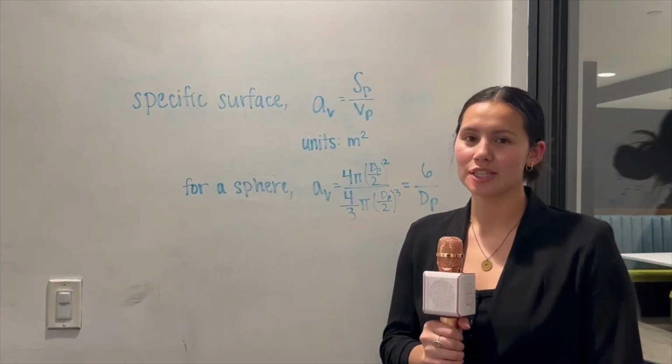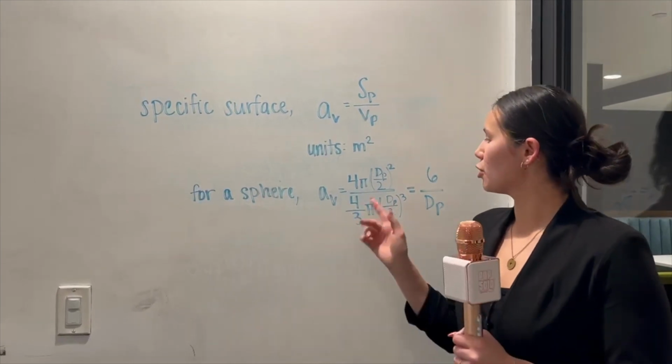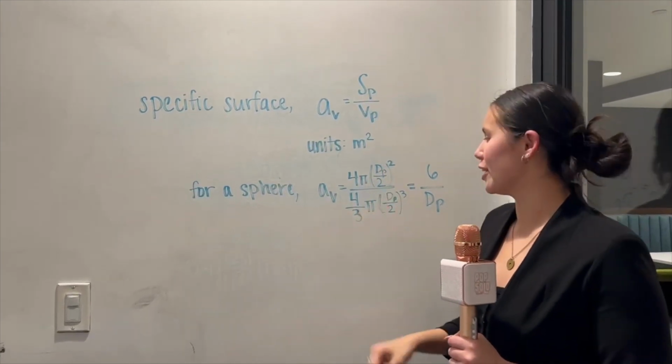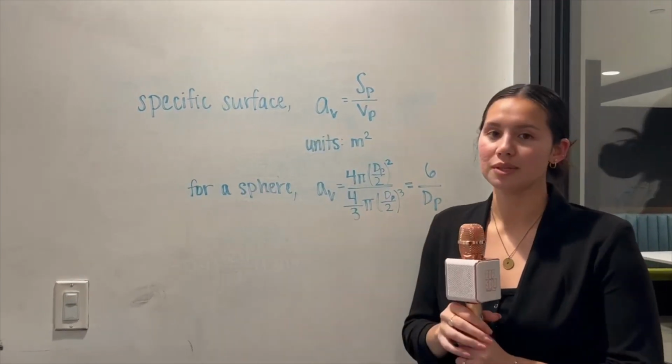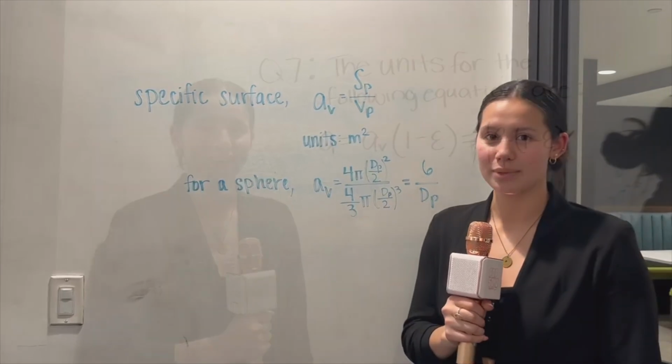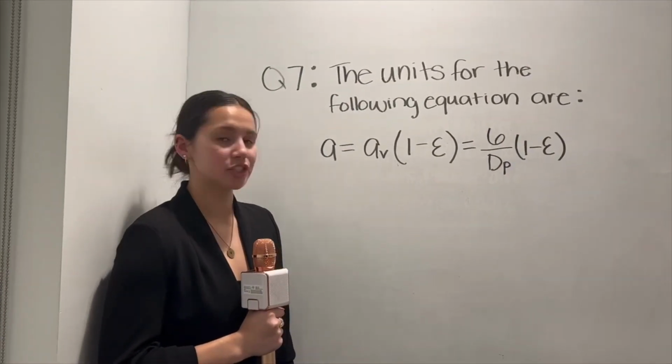For example, the specific surface for a spherical particle becomes 4 pi times dp over 2 squared over 4/3 pi times dp over 2 cubed. This gives us 6 over dp. Question 7. The units for the following equation are?